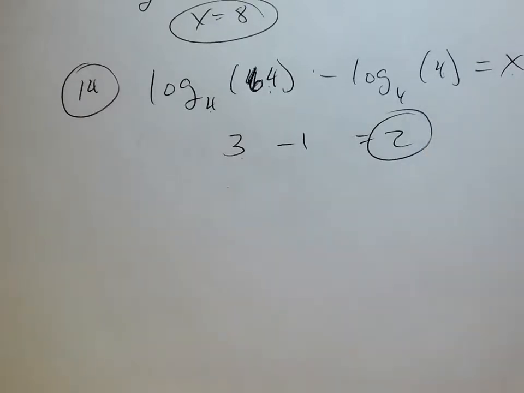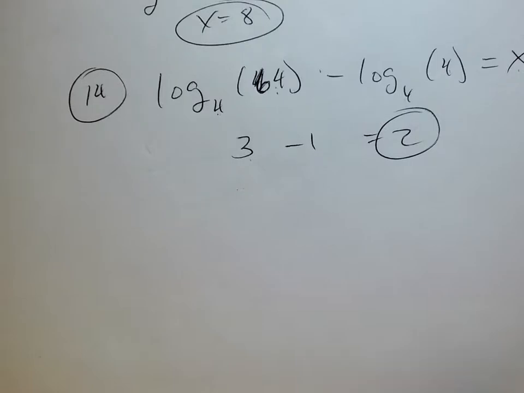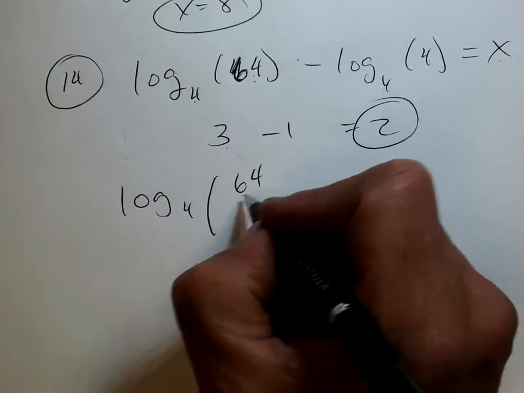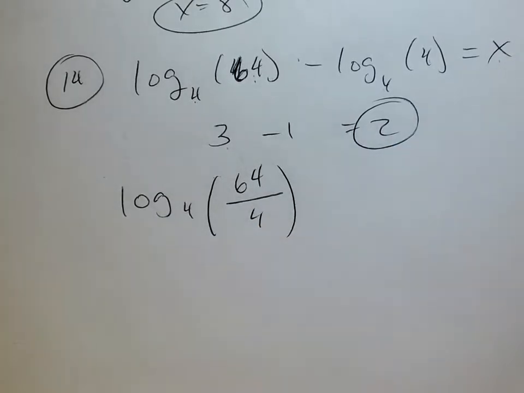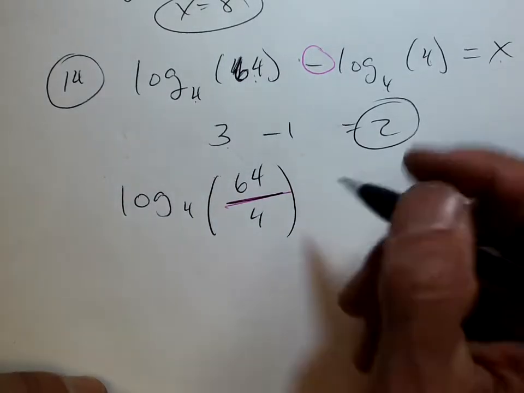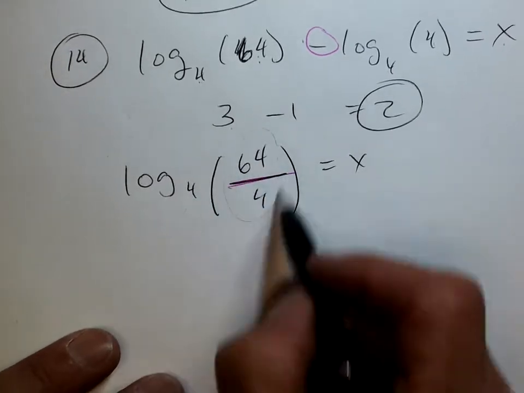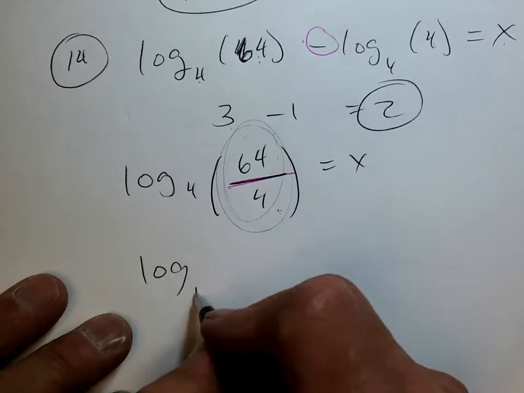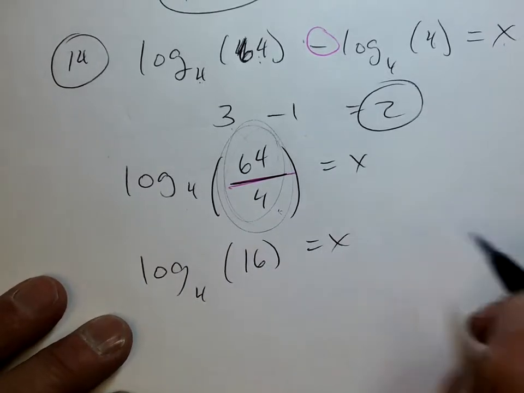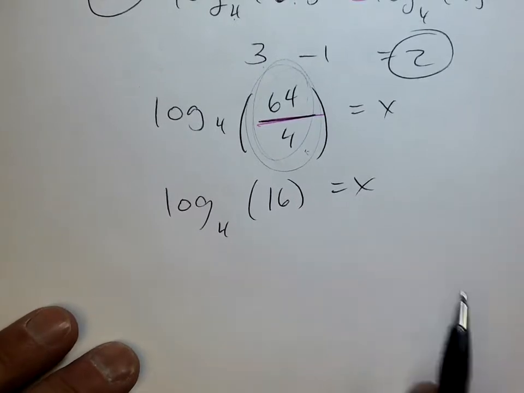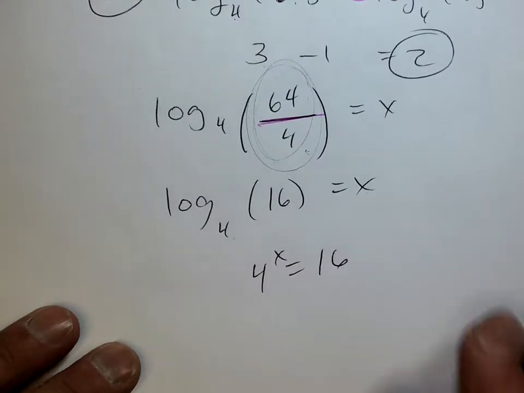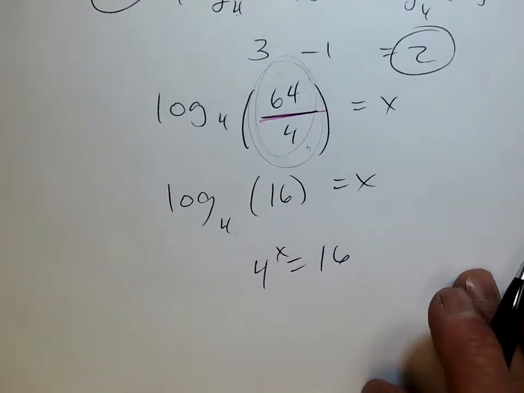The other way is I'm actually going to combine them. You do the log rule, which is log base 4 of 64 divided by 4. The subtraction makes the division. All that equals x. So I can change that to 16, right? 64 divided by 4 is 16. So I go log base 4 of 16 equals x. 4 to the x power equals 16. Well, it's got to be 2, right? 4 squared. x equals 2.